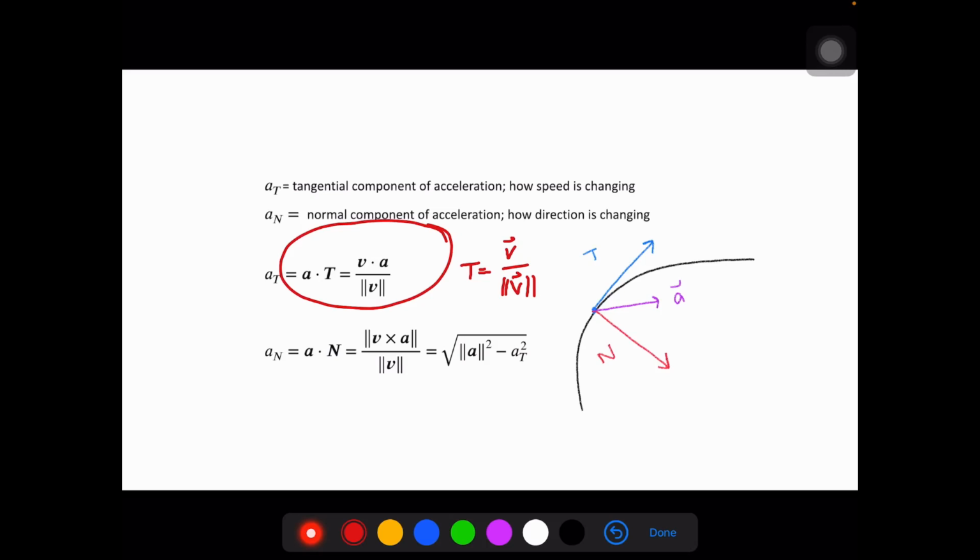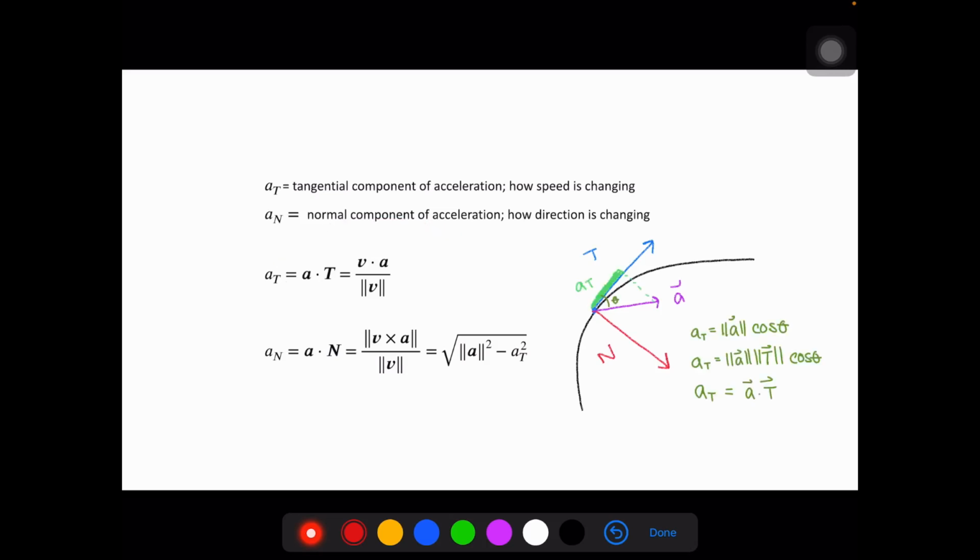So what I have drawn on the right side of the screen, the black is supposed to represent the path of the object. And then I put a purple acceleration vector. The blue is my tangent vector, the red is my normal vector. So the tangential component of the acceleration is that distance that I have shaded in green on the image. It's basically the magnitude of my projection of my acceleration vector onto my tangent vector. So the component of my acceleration vector in the direction of my tangent vector, that distance in green.